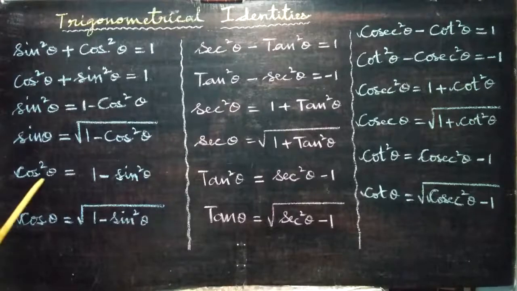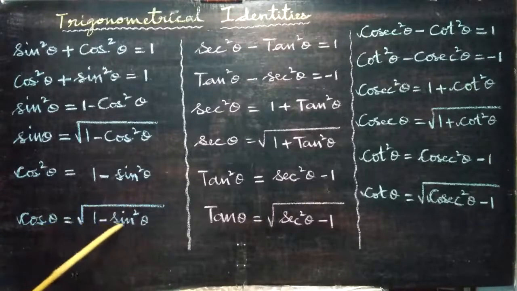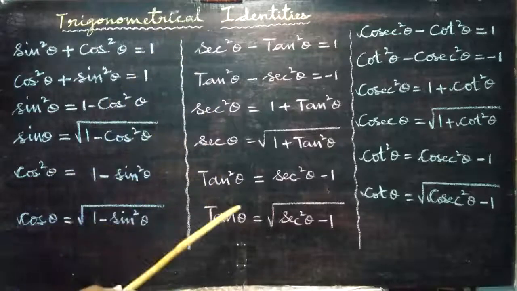And this is cos square theta. Now we want only cos theta. Cos theta is equal to square root of 1 minus sin square theta. In the same manner this one also.